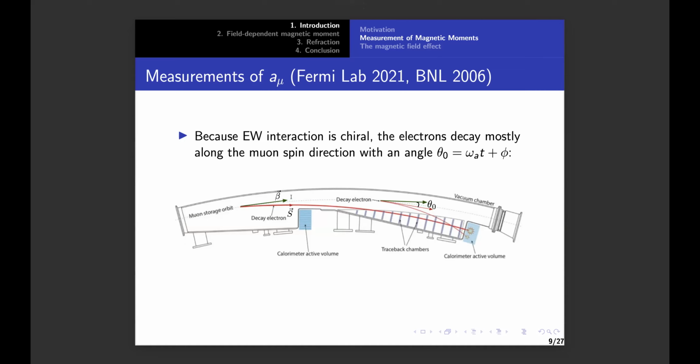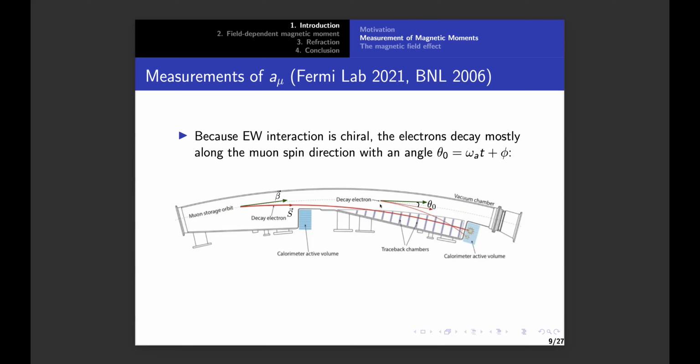So this is a vacuum chamber inside this storage ring. And this dotted line, if you can see, is the muon storage orbit. And beta is the muon momentum direction, and s is the spin direction. And as you can see, electrons decay along the red line, and it goes through this tracking chamber and arrives at the detector.